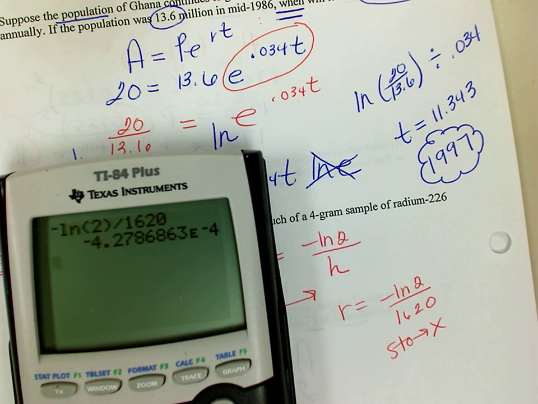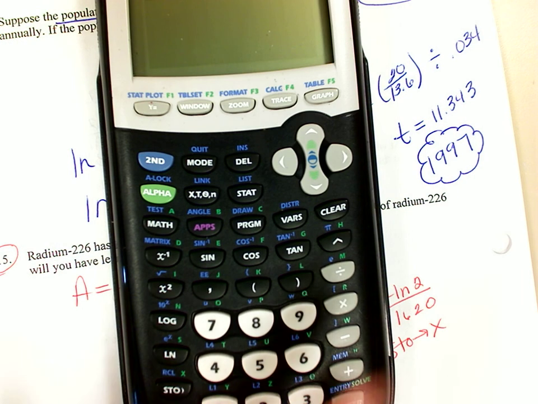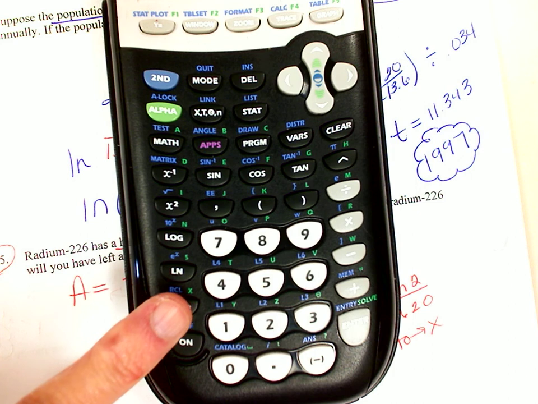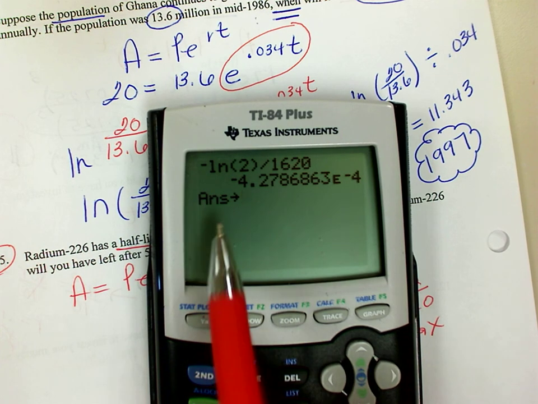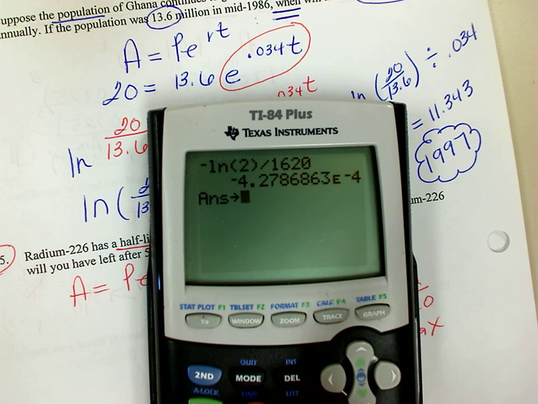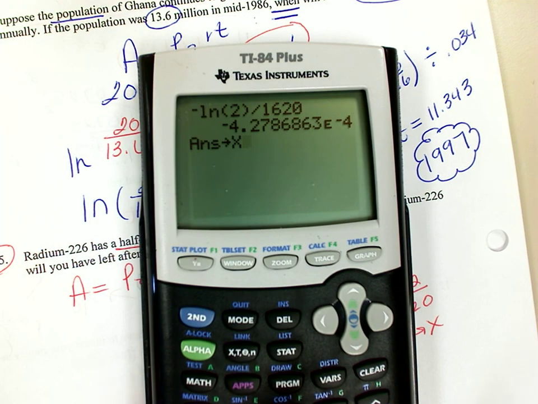So to store it, I'm going to go to the store button, which is right above on. Right here, I'm going to hit store. Push that. I'm going to store the answer that I just got in for x. So just hit the x button, which again is right there. Hit enter. Now you stored that in there.